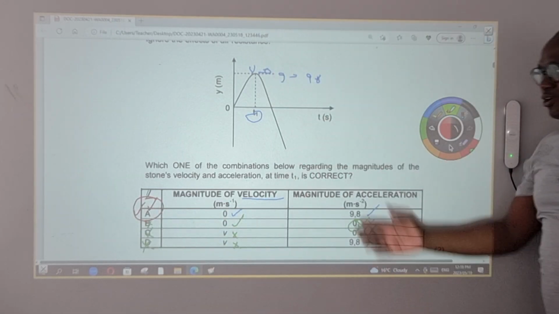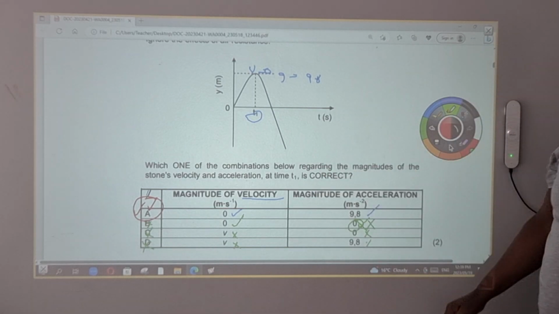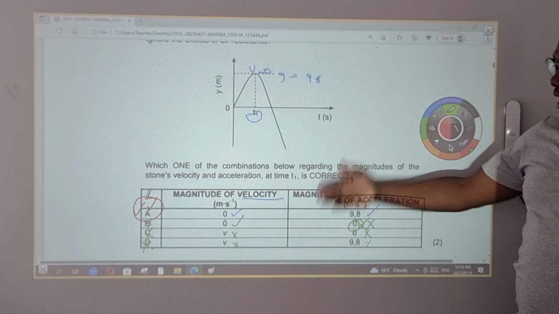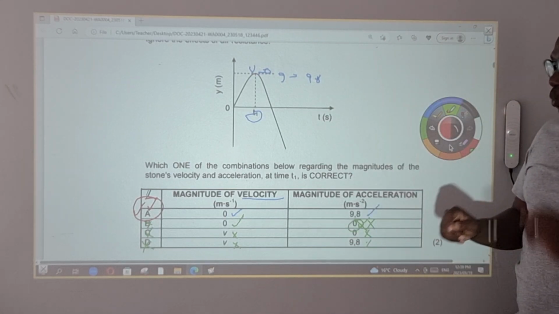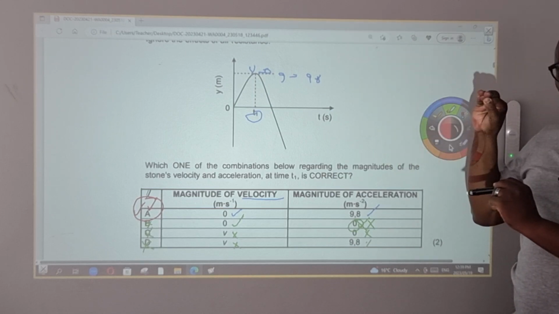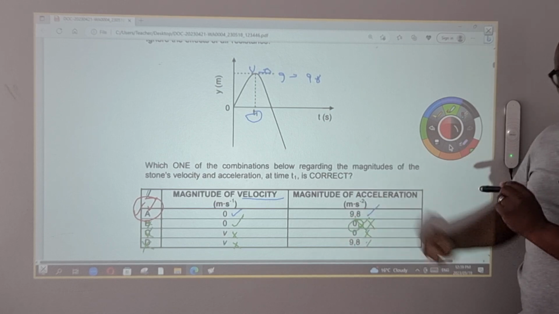Thank you so much. I hope this will make you understand this. What is more important about this is that the examiner has given you the statement, a graph, and a table. You want to check whether you are able to take the information from the statement, interpret it into a graph, and then conclude with the table.